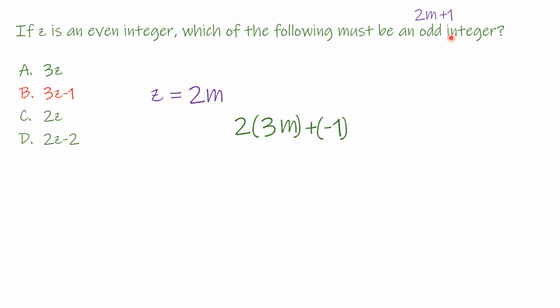Observe that this and 2m plus 1 are in similar form. It's 2 times a number, which is the 3m, so it's even, and then plus negative 1 or plus 1, either 1 or negative 1, doesn't matter, it becomes an odd number. So that means if z is an even integer, then 3z minus 1 is an odd number.